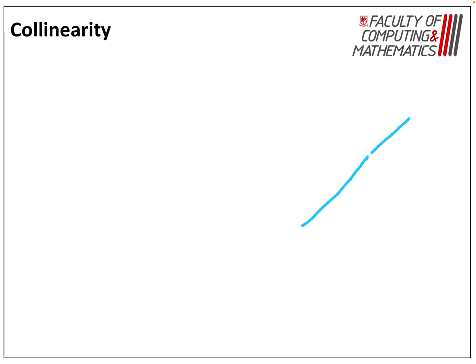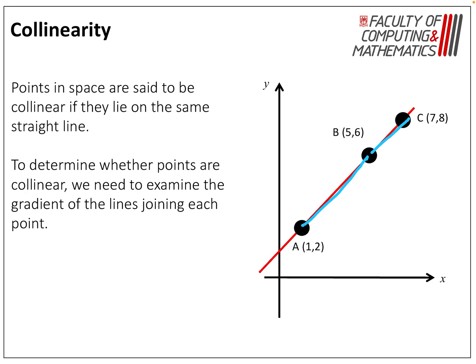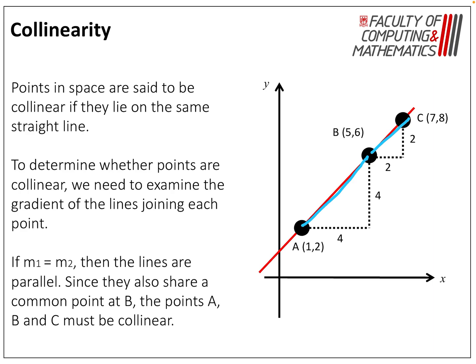Right, collinearity. Sorry, I seem to have some animations on here. Collinearity is when two lines are parallel and share a common point, so they lie on the same straight line. Now, the statement that I'm just about to give you is what we need at the end.